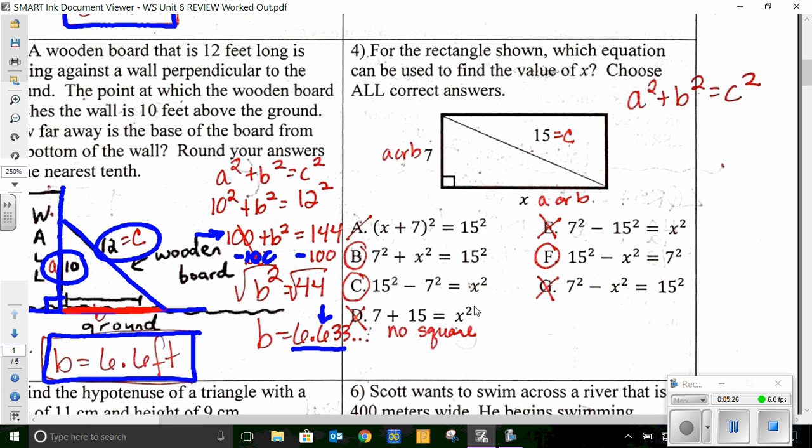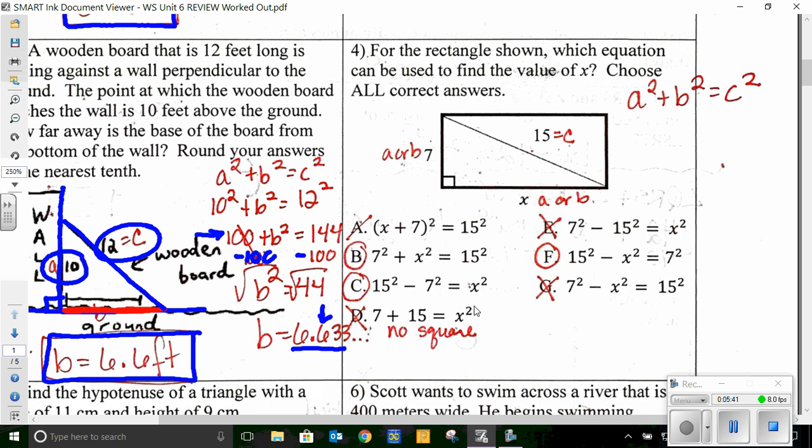Number 4, this is one I've seen before on different kinds of problems, SOL released items, that type of stuff. And it says, for the rectangle shown, which equation can be used to find the value of x? And choose all correct answers.